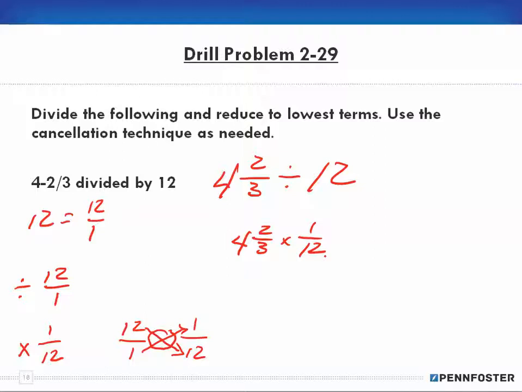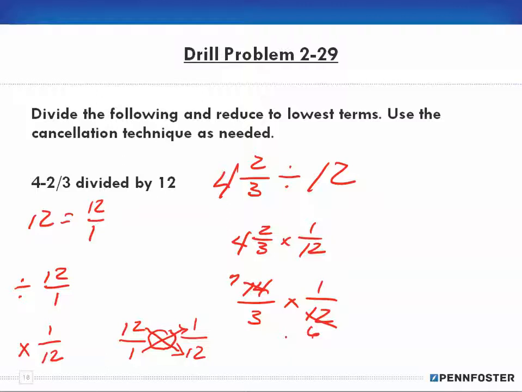Now, since I can't multiply a mixed number here, I have to convert that into a fraction also. So to do that, since I have the denominator of 3, I multiply it times my whole number of 4, which gives me 12. And then I add the 2, which gives me 14 in my numerator, over 3, times 1 over 12. And from here I can cancel. All right, 2 can go into 14 7 times, and 2 can go into 12 6 times.